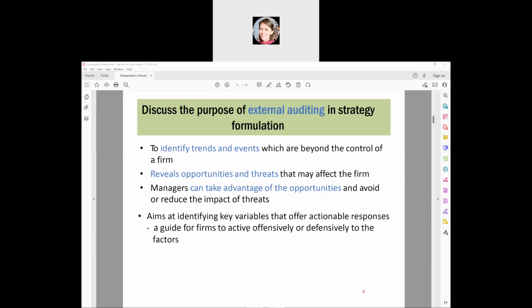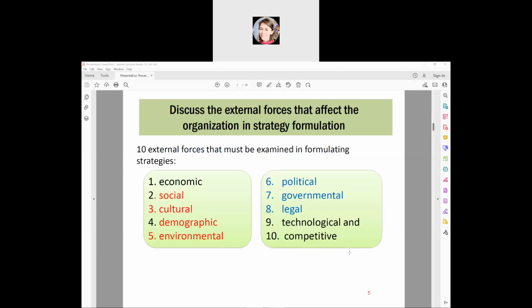So in other words, external auditing really aims at identifying key variables that offer actionable responses, a guide for the organization to act offensively or defensively to the surrounding threats, and that includes the competitors. So this is the purpose of external auditing in strategy formulation. Now moving on to the next slide.